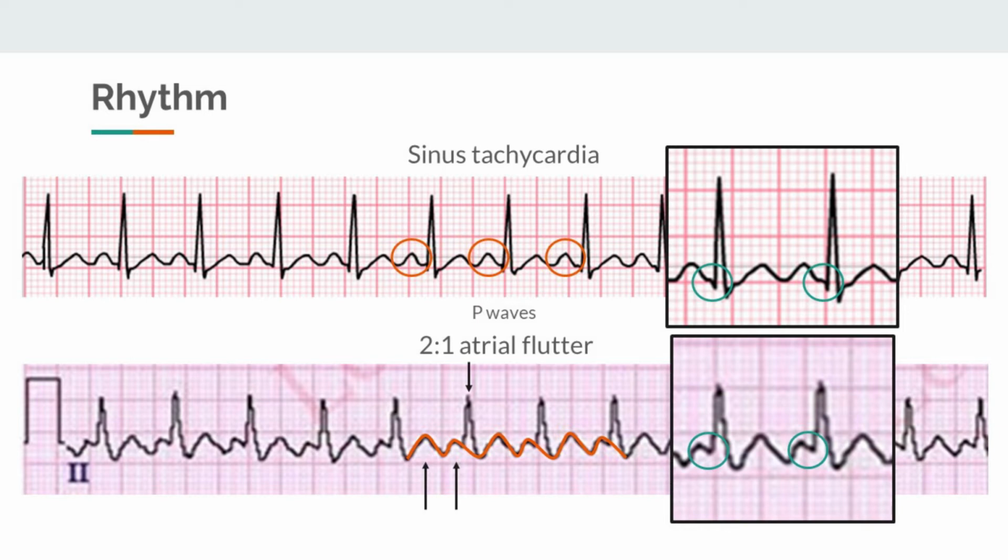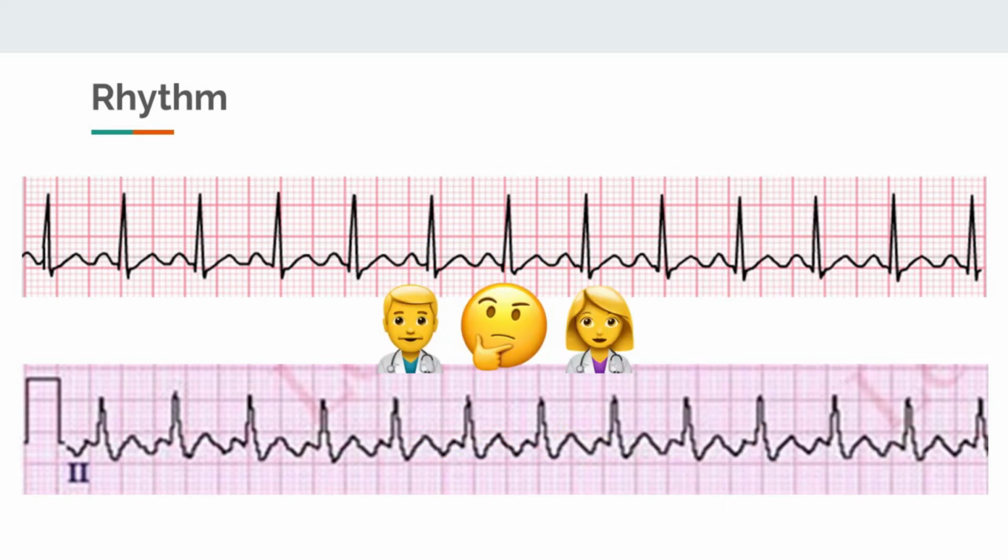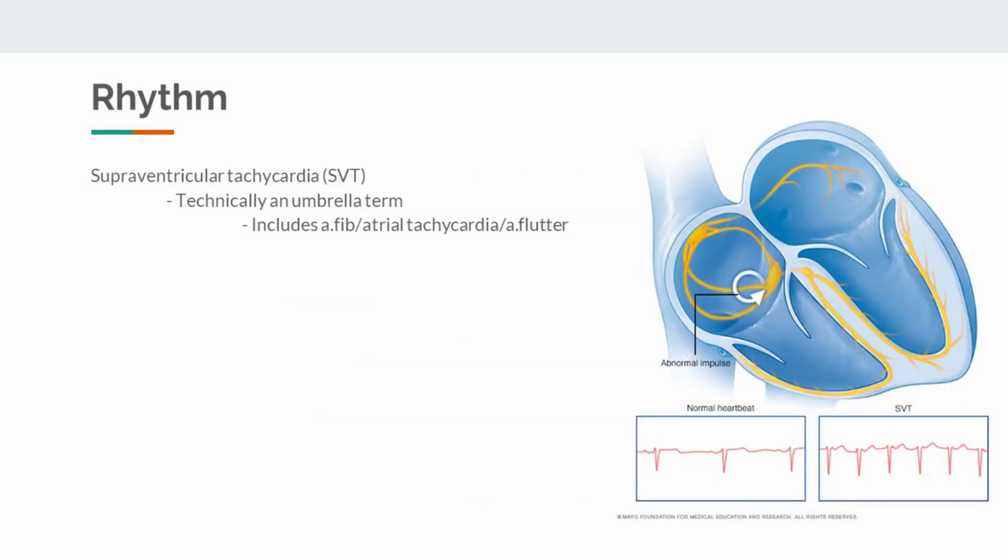So I know that the differences between these two are very subtle and that they were difficult to distinguish, but that's what ED docs are having to deal with in real life on a daily basis. Is this sinus tachycardia or is this atrial flutter? Now let's move on to another irregular rhythm that could look very similar to these called SVT.